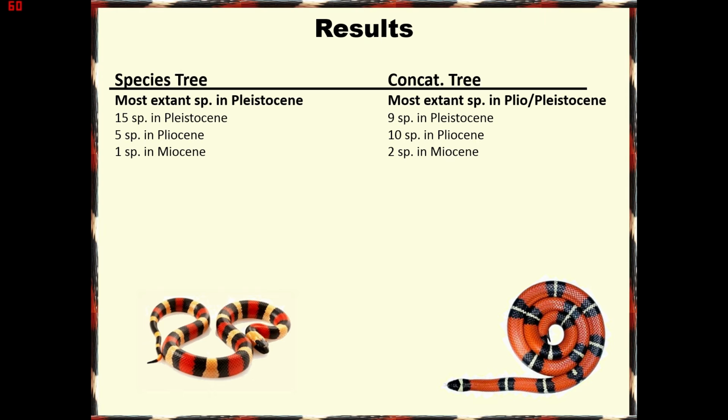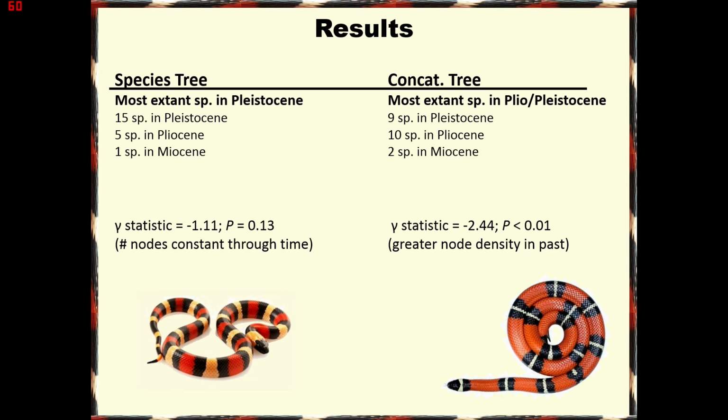Additionally, the gamma statistic for the species tree says node density and speciation events are pretty much constant throughout time. There's no early burst or late burst, it's pretty even. The gamma statistic for the concatenated tree gives us that greater node density in the past. So just like that first slide I showed where it shifts, or, I'm sorry, being early and shifting to being later in the species tree.